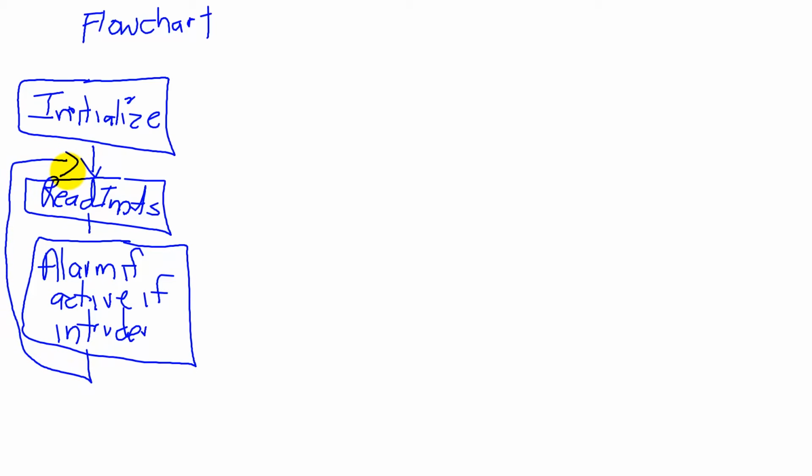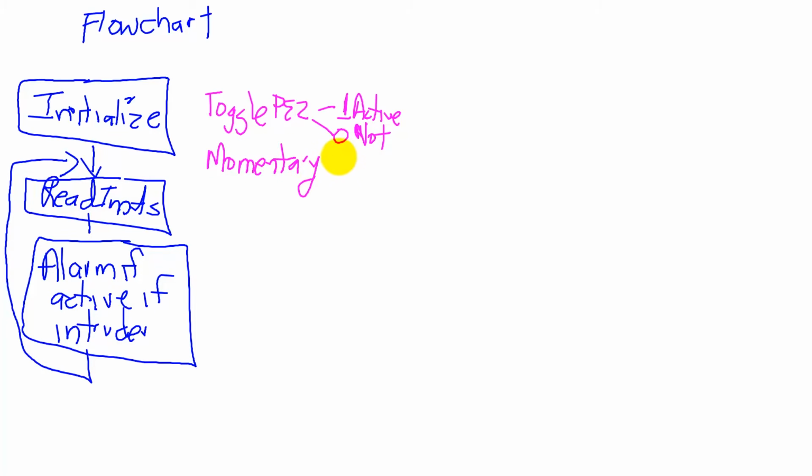And before we make it more detailed, let's talk about what the switches mean. There is a toggle switch, which is on PE2, and if it is a 1, that will mean active. And if it's a 0, it'll mean deactive or not active. And then we have our momentary switches, our contact switches, connected to PE1 and PE0.